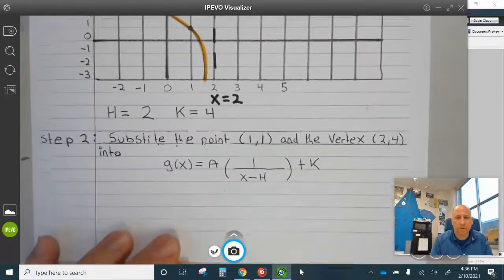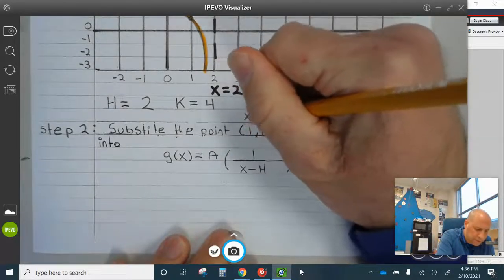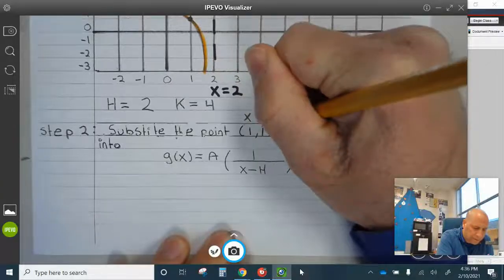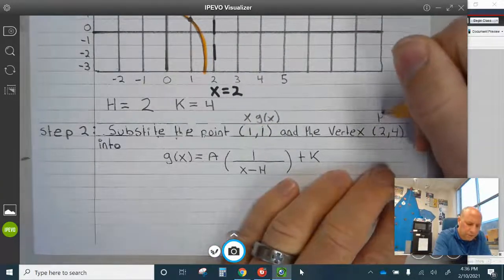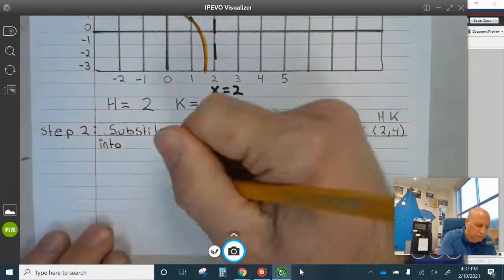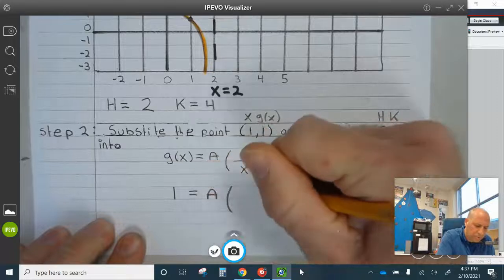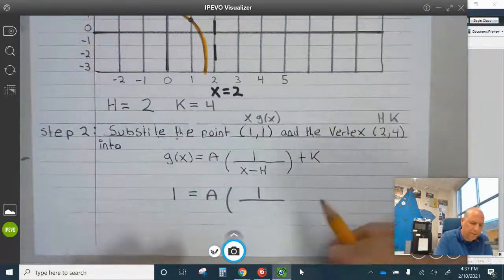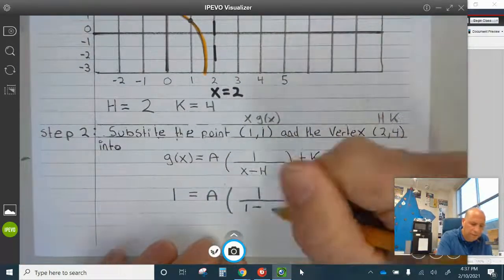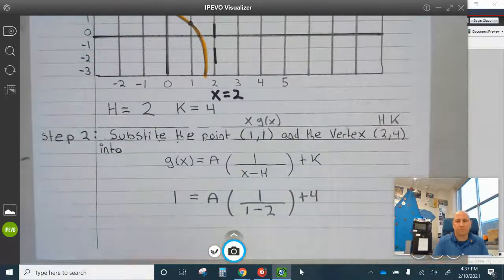All right. Now, step 2, substitute the point 1, 1. That's your x, g of x, and the vertex 2, 4, which is h and k, into the equation. So that is 1 equals, we don't know a, parentheses 1 divided by x is 1 minus h, which is 2, plus 4.